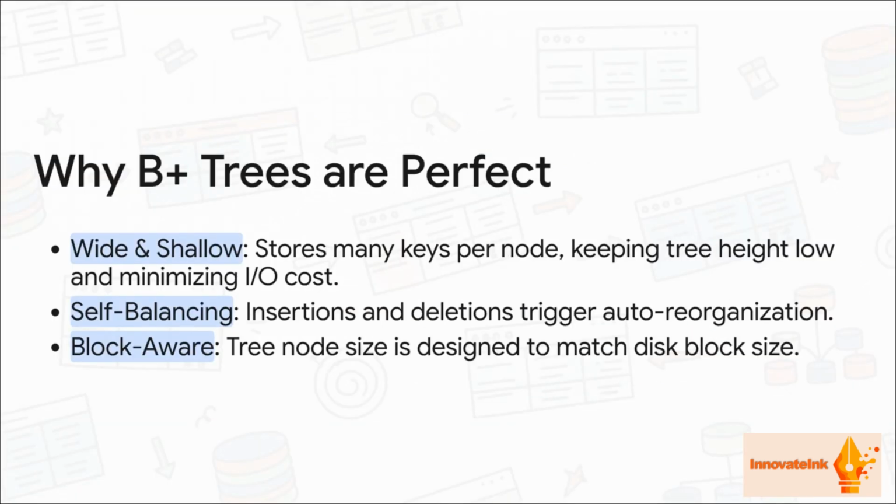B+ trees are basically made for this job. First off, they're incredibly wide and shallow. This keeps the height of the tree super low, which is the key to minimizing block access. Second, they're self-balancing. When you add or delete data, the tree automatically splits and merges its nodes to stay in perfect shape. And maybe the coolest part? They're block-aware. Each node in the tree is designed to fit perfectly inside one single disk block.